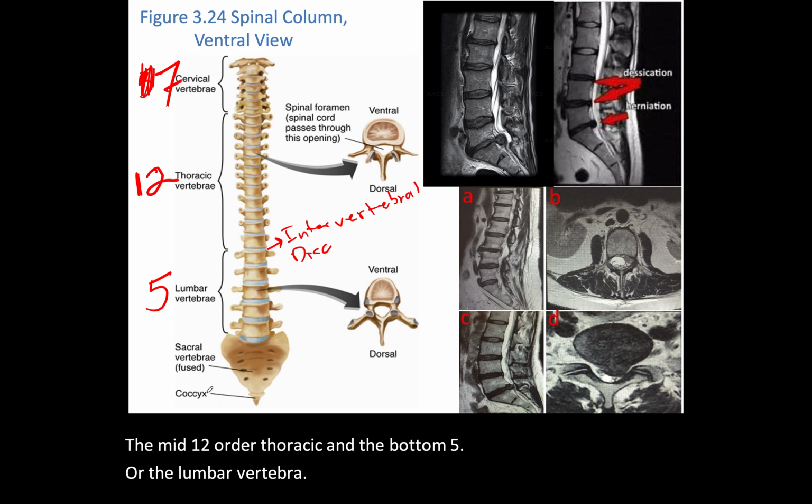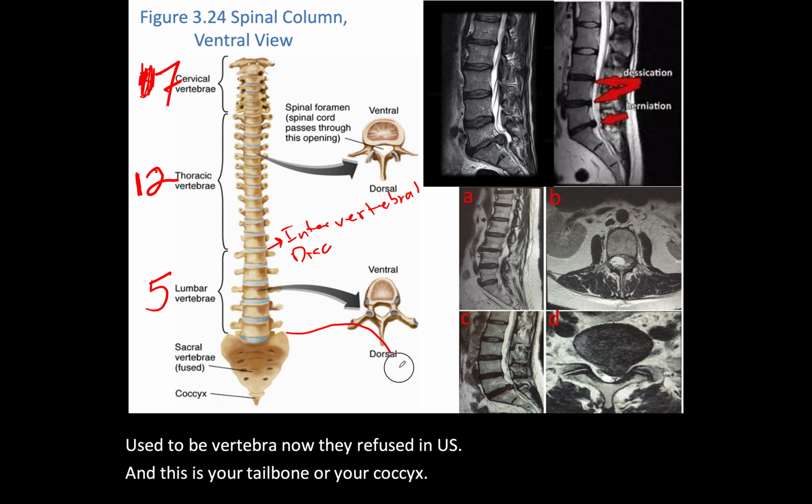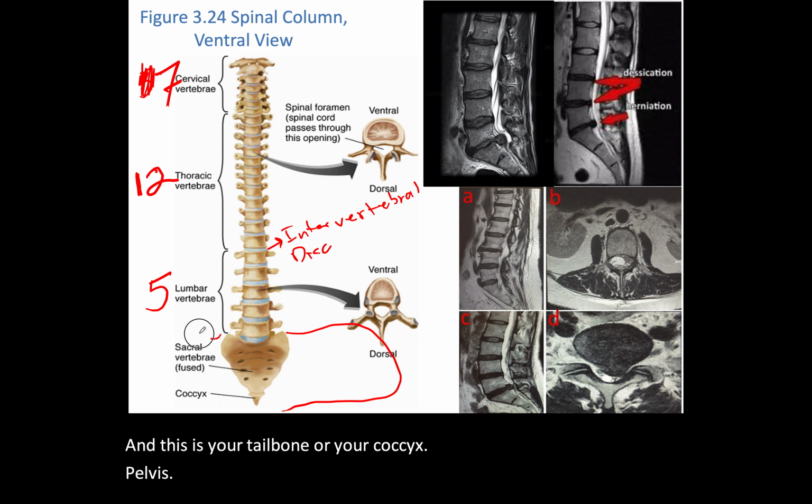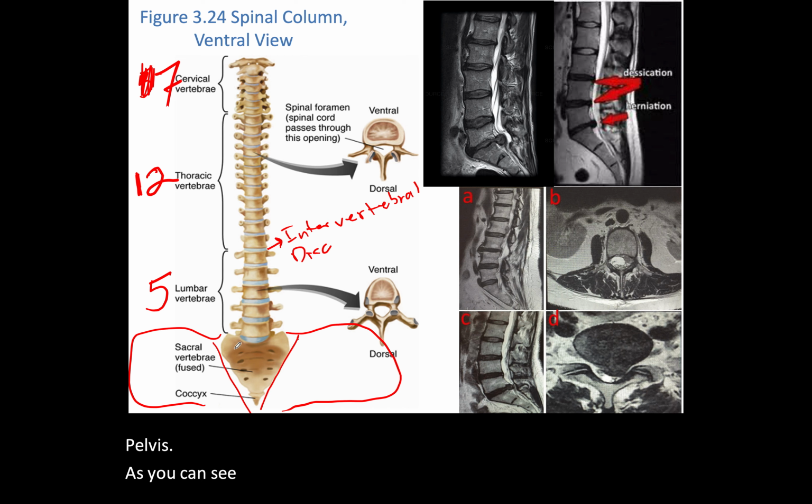This is your sacrum. Used to be vertebra, now they're fused in us. And this is your tailbone or your coccyx. And your pelvis is here. As you can see, the sacrum fits like a capstone right in there, wedged in.